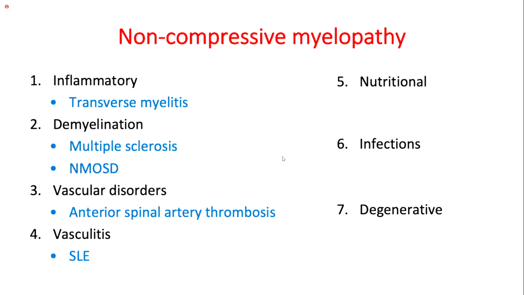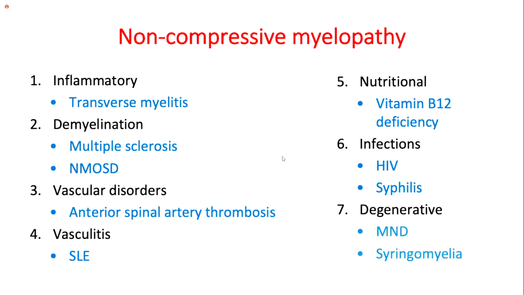Vasculitis, your best example would be systemic lupus erythematosus, SLE. Nutritional, like vitamin B12 deficiency. And these 2 infections, HIV and syphilis, keep re-emerging, and we do encounter them again and again. And finally, degenerative causes like motor neuron disease, which I shall have a lecture on tomorrow for you.